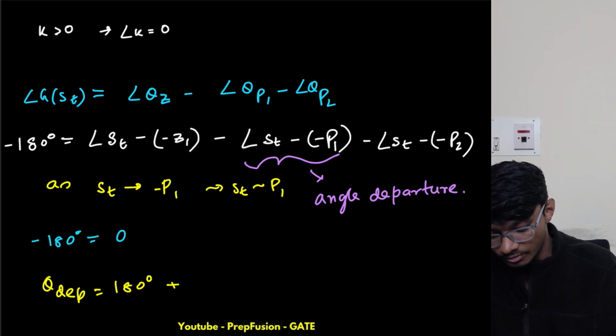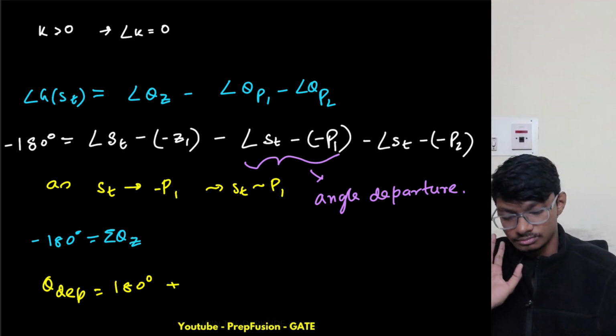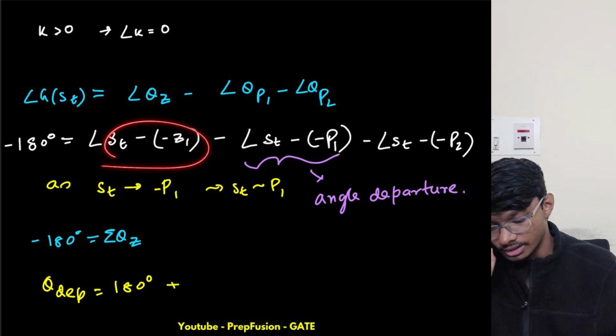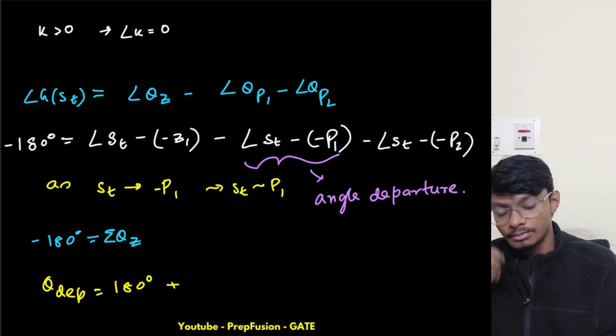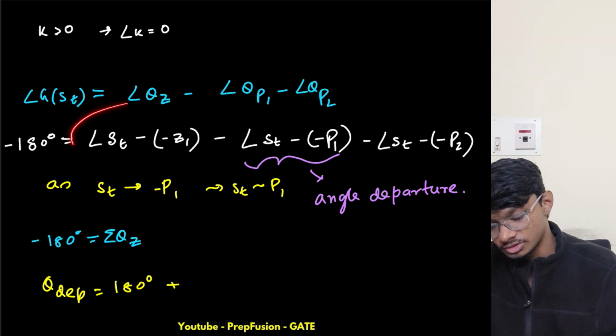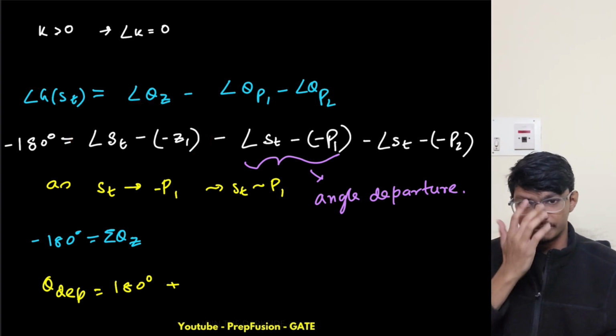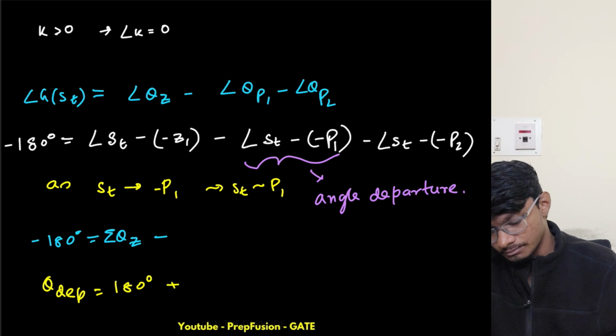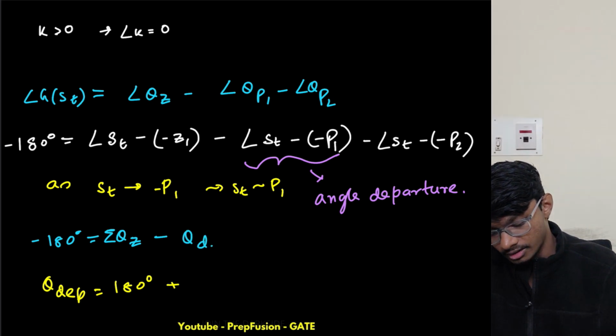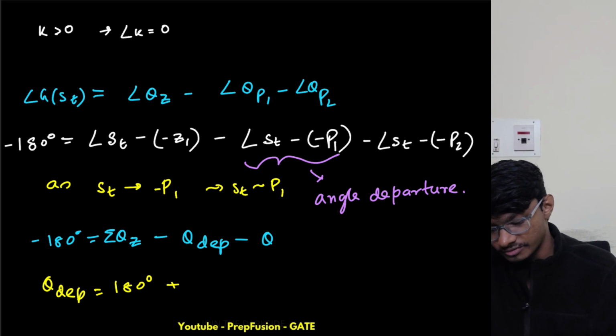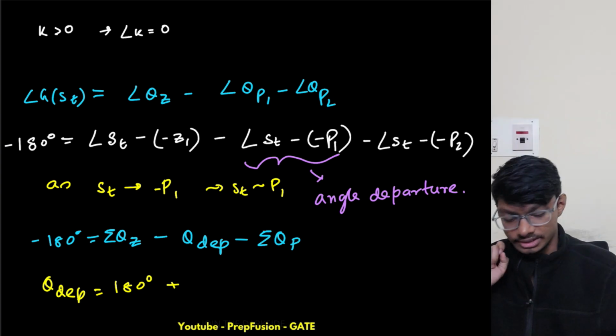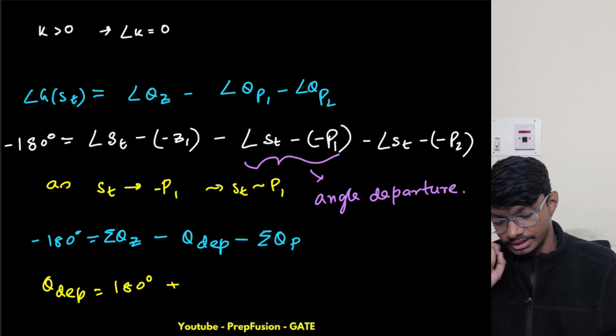And this I will write as summation of theta z, okay? As I have only one zero here, it is only theta z, okay? But if I had multiple zeros, then all the zeros would have been added, okay? We'll do a few examples and there you will understand, okay? Then minus, this is the theta angle of departure, right? Then this is minus summation. If I had multiple poles, I would have added theta p, right? I would have subtracted theta p, okay? So yeah, this is this one.